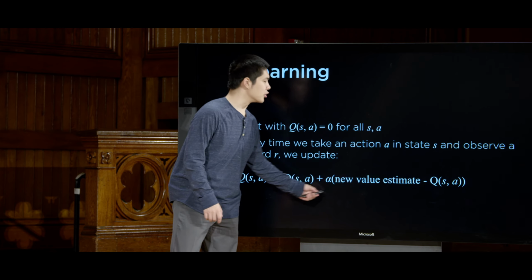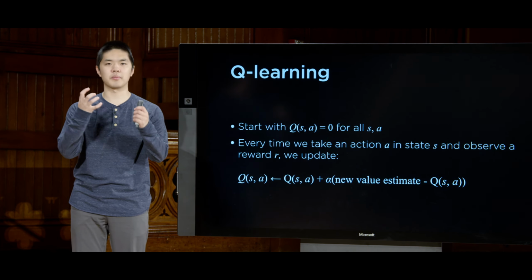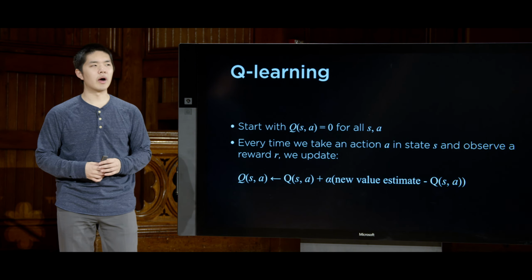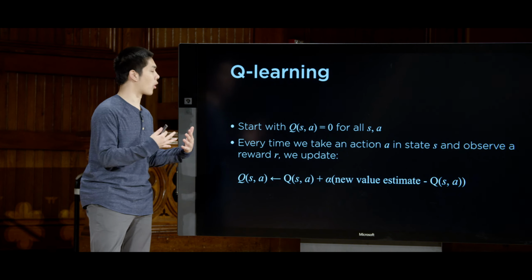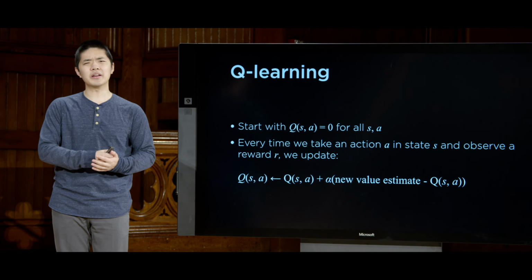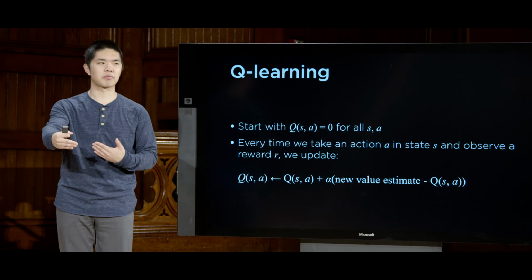And what then is the new value estimate? Based on this experience we have just taken, what is our new estimate for the value of taking this action in this particular state? Well, it's going to be composed of 2 parts. It's going to be composed of what reward did I just get from taking this action in this state? And then it's going to be what can I expect my future rewards to be from this point forward?